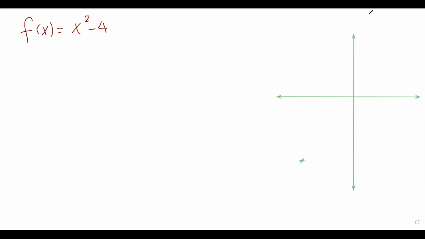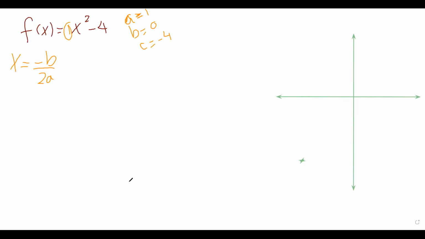To graph it, as we know before, the first step: since a is positive, it opens upward. Then after that, let's find the axis of symmetry. We said that x is negative b over 2a. From here, a is 1, b is 0, and c is negative 4. Is it right?